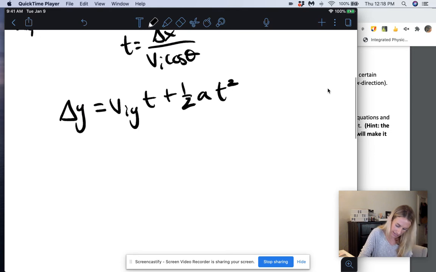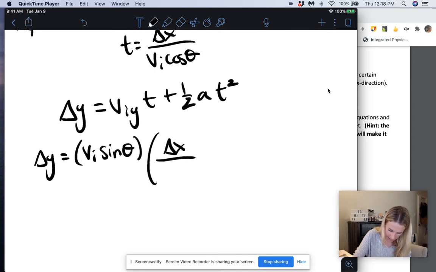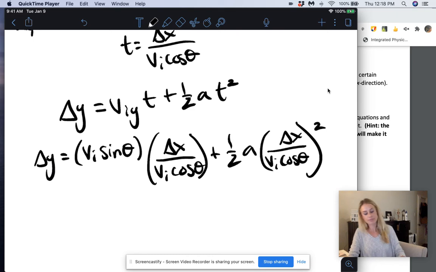Okay, so I have delta y is equal to initial velocity in the y direction, which is that initial velocity times the sine of the angle, times time, which was delta x divided by v initial times the cosine of the angle, plus 1/2 times acceleration times time, delta x divided by v initial cosine of the angle, squared.